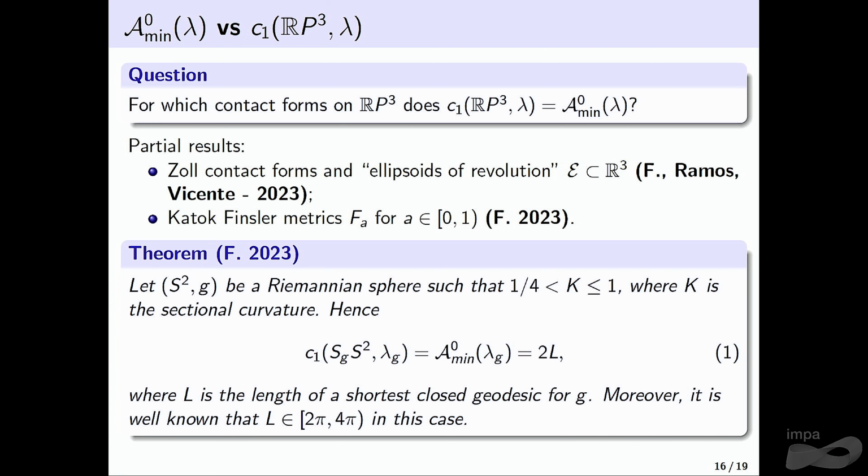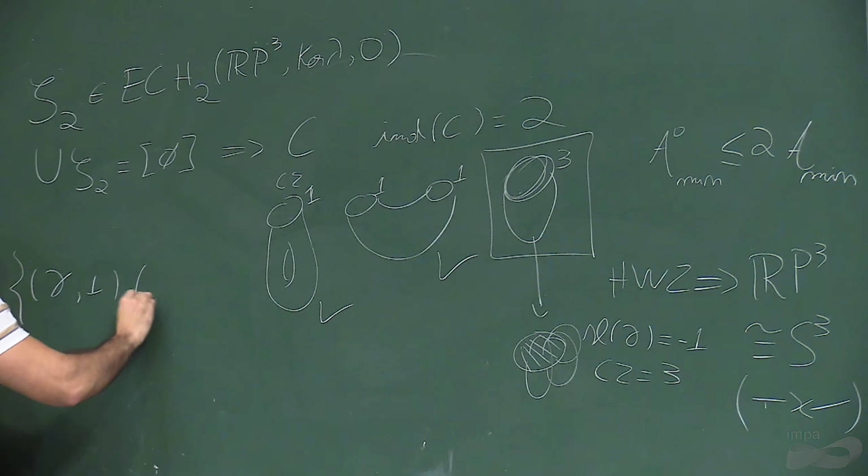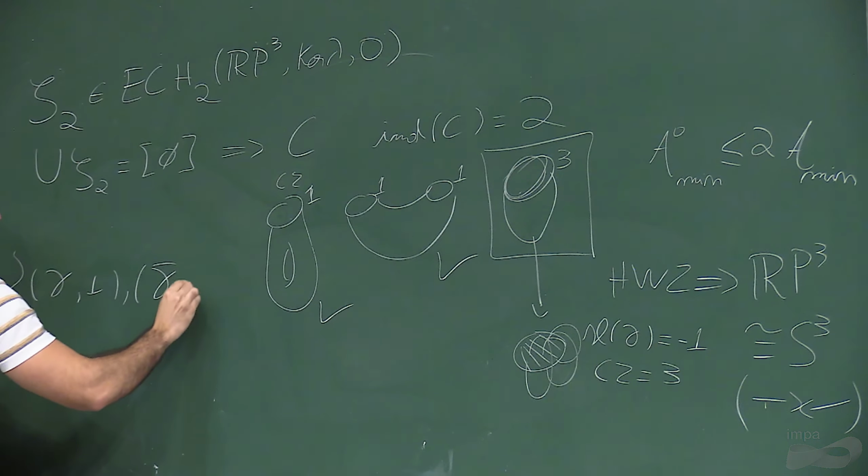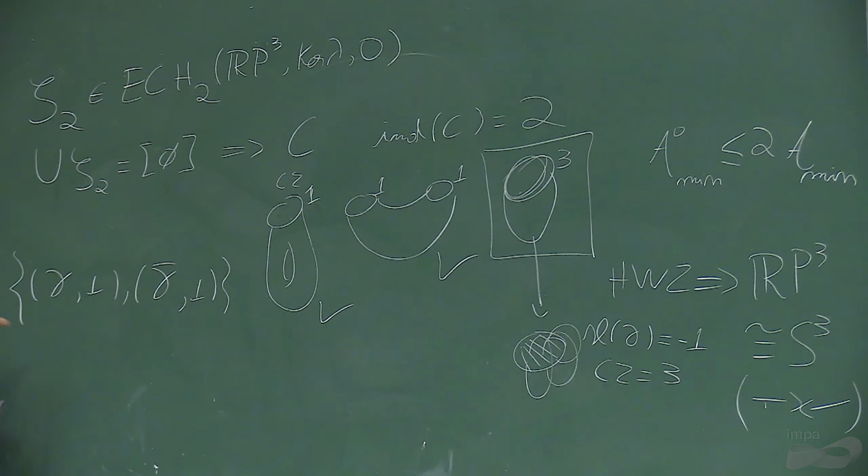you can prove actually that the orbit set consisting of the shortest closed geodesic and the Reeb orbit corresponding to the same geodesic in the other direction. This is closed and non-exact in homology. So this corresponds to a non-zero element on ECH under this hypothesis.